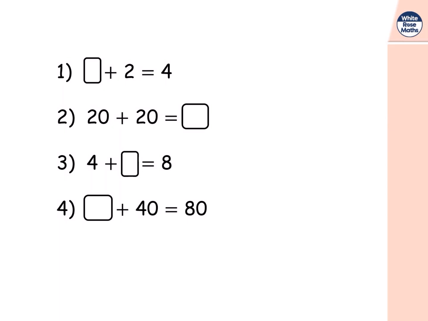How did you get on with those? Here are the answers. Did you notice that 2 plus 2 is equal to 4? And in the second one, we've got 2 tens plus 2 tens is equal to 4 tens. And then 4 plus 4 is 8, and 4 tens plus 4 tens is 8 tens.